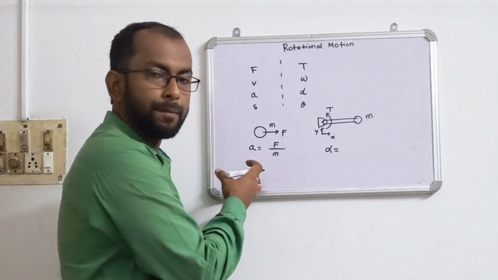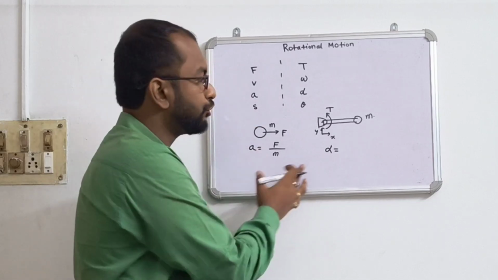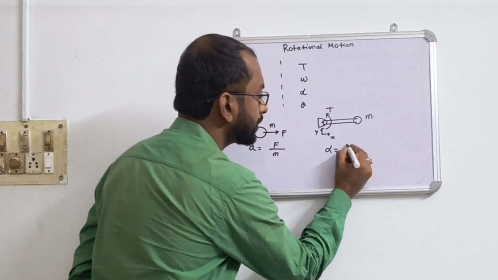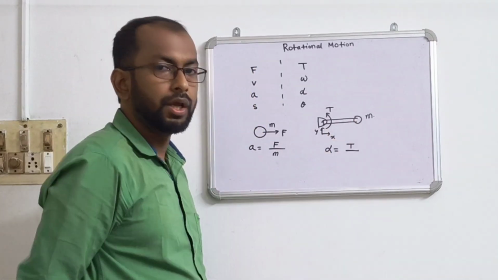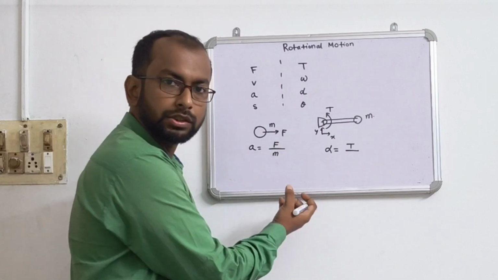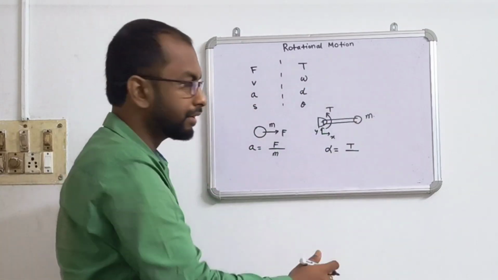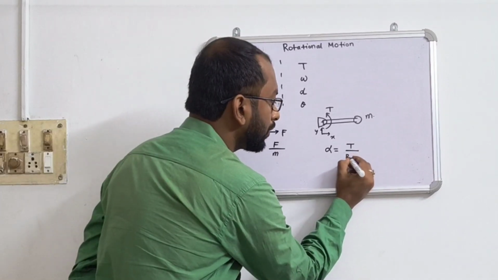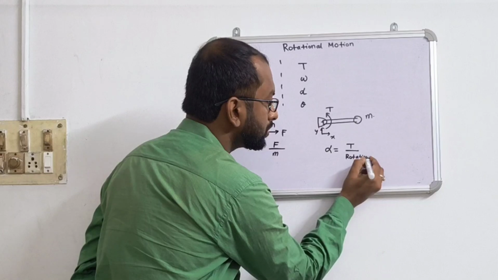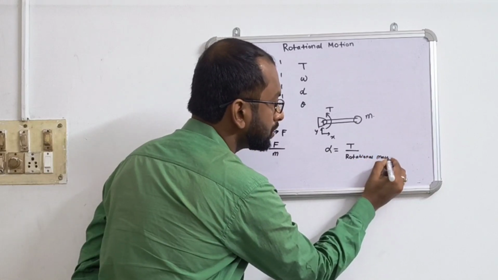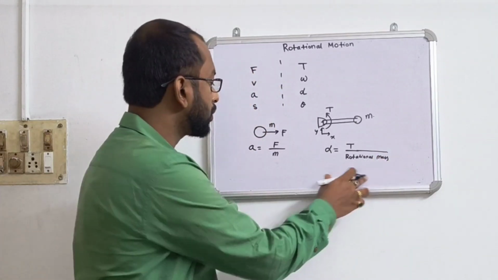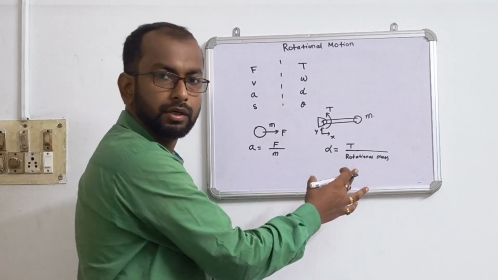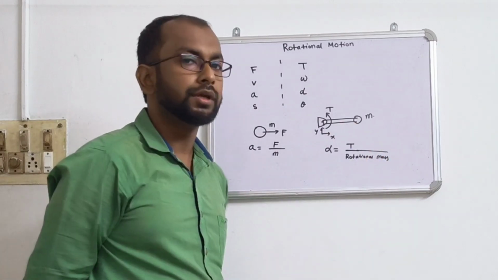As I told, if we apply force on a mass, it will get acceleration. If we apply torque on this mass system, it will get angular acceleration. So angular acceleration alpha we can write as T divided by something. In linear motion, we divide force by mass. So in rotational motion, in a similar case, we will divide the torque by the mass, or can we call it rotational mass? That is not similar to mass, but it is rotational mass. Some rotational inertial property is there. If we divide the torque by it, we will get the angular acceleration.